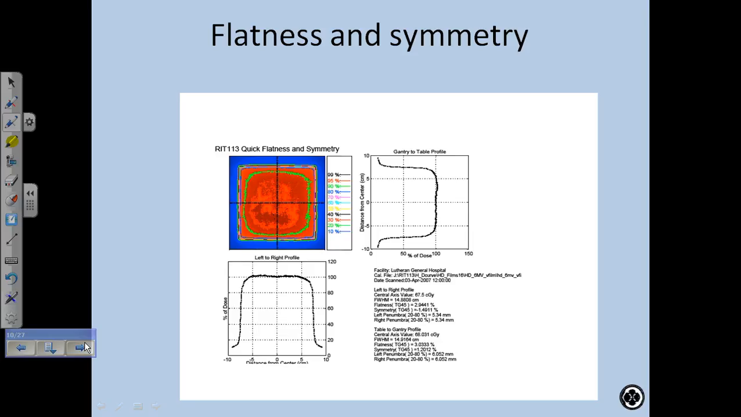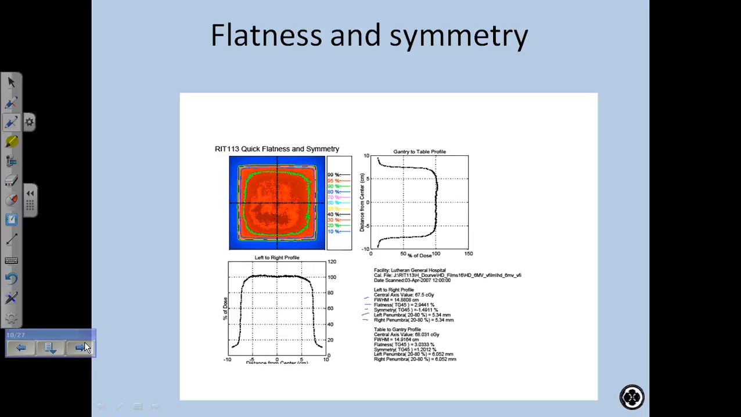It tells us these numbers are central axis. It gives us full width half max. Here's the flatness, and look at this, it tells you where it gets the flatness formula, TG45. So that's good to see. Symmetry, TG45 equation again, and then it tells us the size of the penumbras, 5.3 right penumbra. So you can track this too. Penumbra is affected by usually energy and depth where you're measuring it. Table to gantry profile, so this is the other direction. So this is the kind of RIT output.